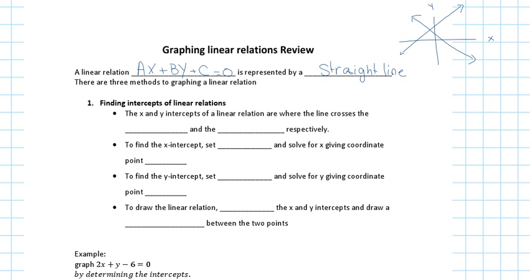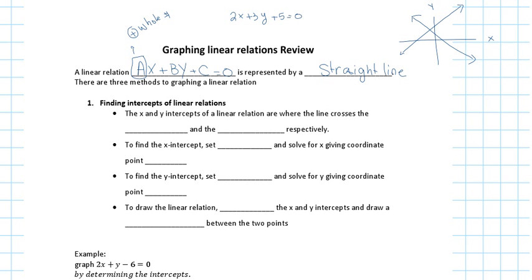Where a, b, and c are numbers, okay? Usually a, b, and c are supposed to be whole numbers, and a has to be positive as well. So a should be a positive number, and should be a whole number. Okay? So an example would be 2x plus 3y plus 5 equals 0, right?